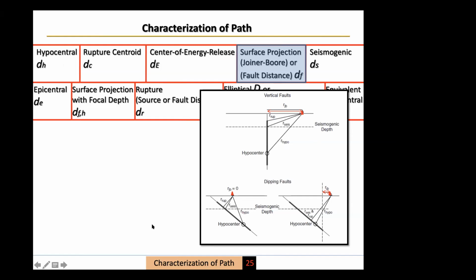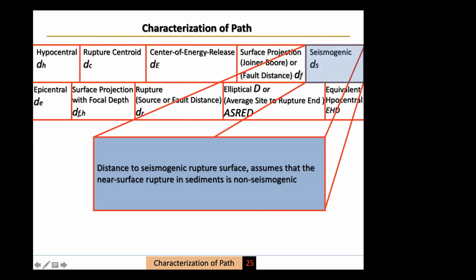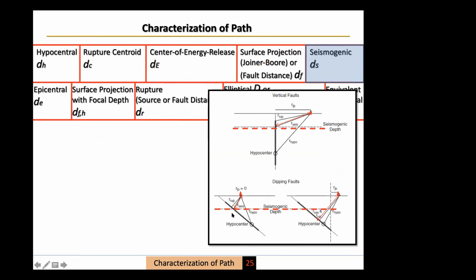So far, hypocentral and epicentral distances are the simplest ones, and the Joyner-Boore distance or fault distance is somehow the most well-known measure of distance, and you need to remember them. The other one is seismogenic depth, which is sort of old-fashioned. This is the distance to the seismogenic rupture surface, which assumes that the near surface rupture in sediment is not seismogenic. Here you can see the seismogenic depth. This is the hypocentral distance, and this is the seismogenic distance shown in red here.